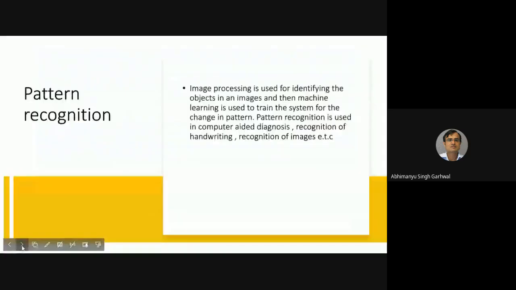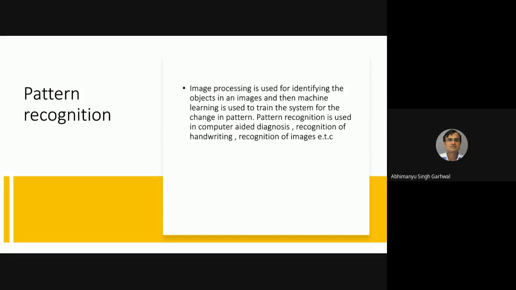The next application of image processing is pattern recognition. In pattern recognition, by using a definite kind of image processing, we can identify the different kinds of objects in images, like handwriting, or if on an image there is a ball or any obstacle, something like that. So we have to look for that pattern, and we can train the system or model to identify the pattern, and then on the basis of that pattern, that model will predict this is a ball, or this is a tennis ball, or this is a cricket ball, something like that.